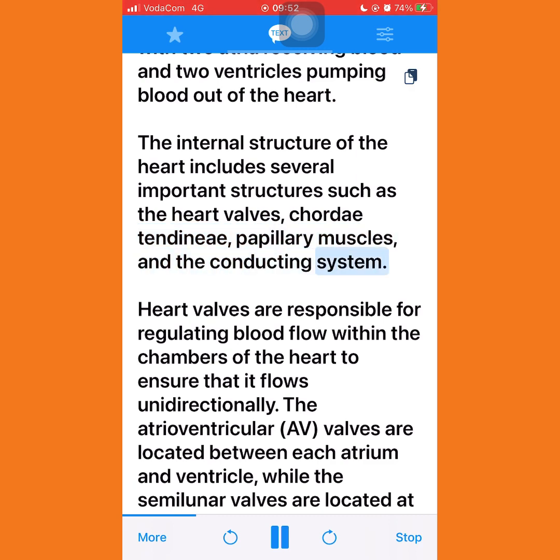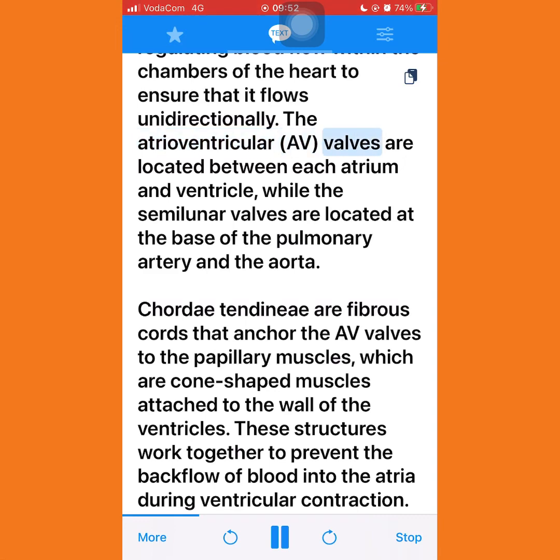and the conducting system. Heart valves are responsible for regulating blood flow within the chambers of the heart to ensure that it flows unidirectionally. The atrioventricular (AV) valves are located between each atrium and ventricle, while the semilunar valves are located at the base of the pulmonary artery and the aorta.